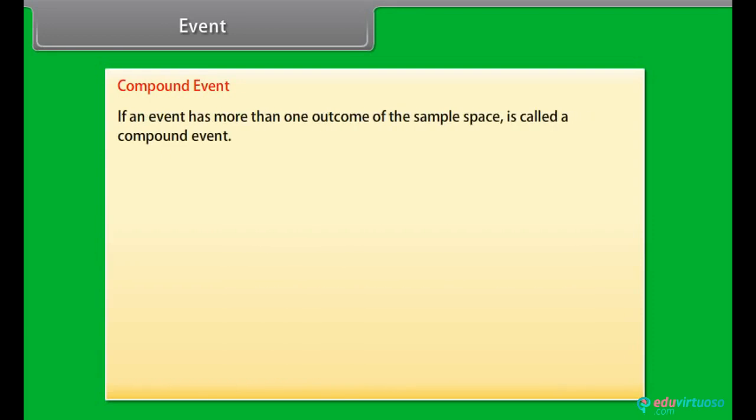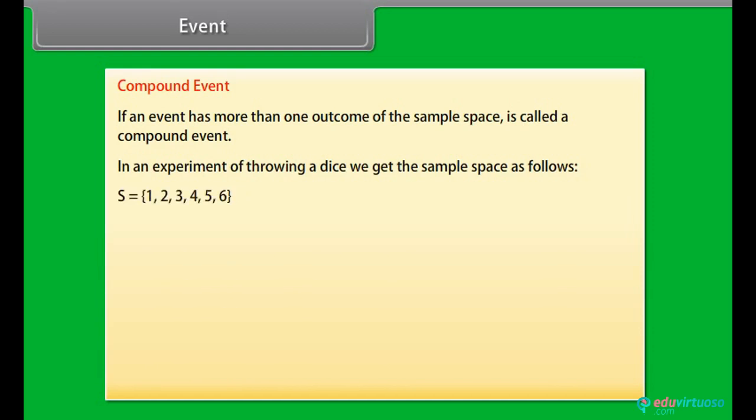Compound event. If an event has more than one outcome of the sample space, it is called a compound event. To understand it, let's take an example. In an experiment of throwing a dice, we get the sample space as follows. S is equal to {1, 2, 3}.